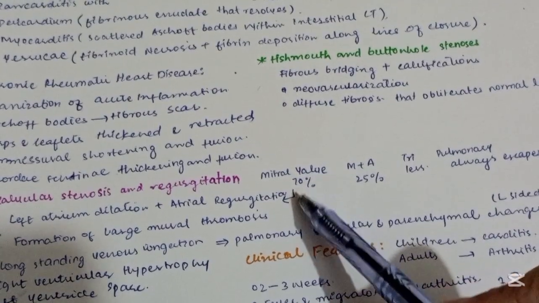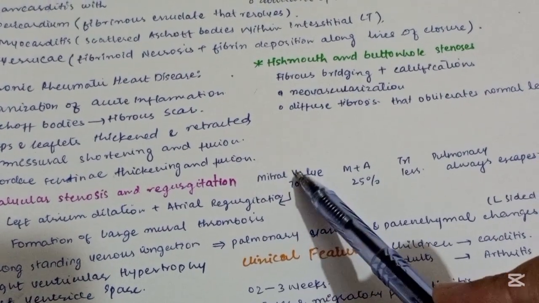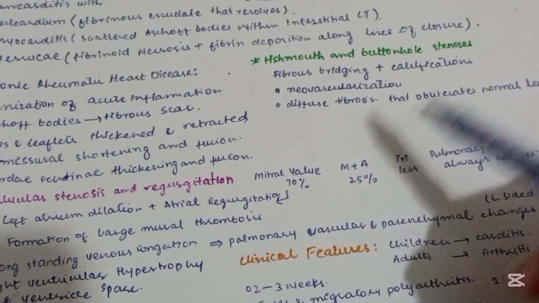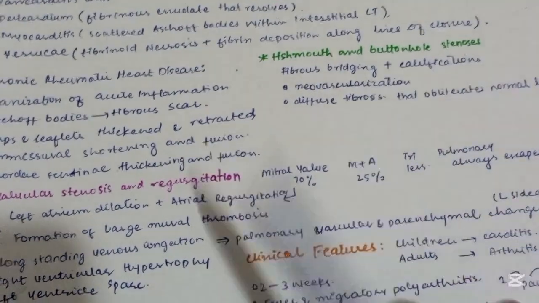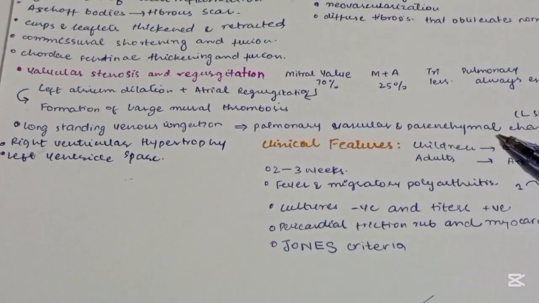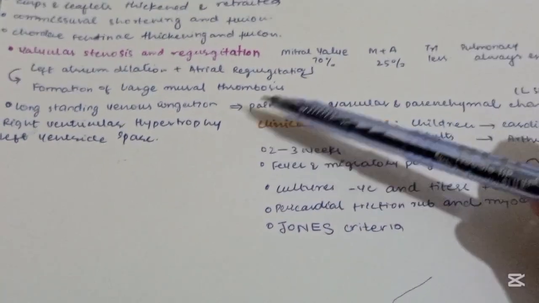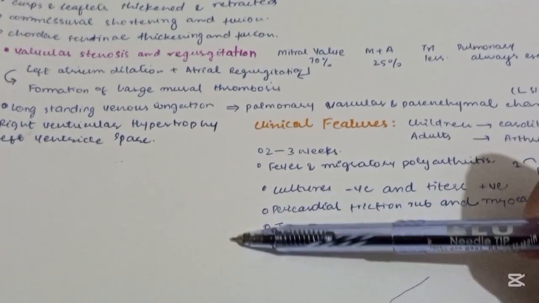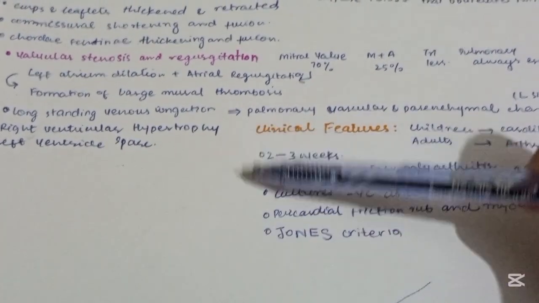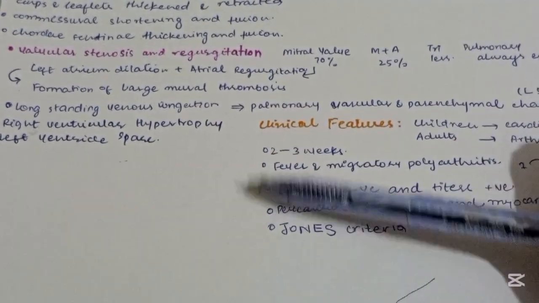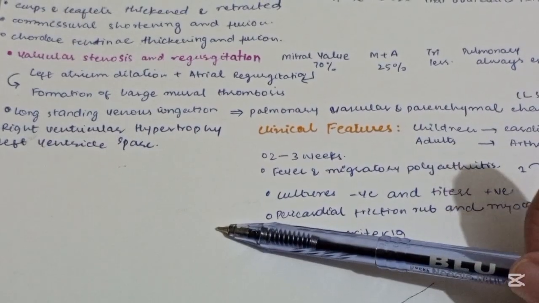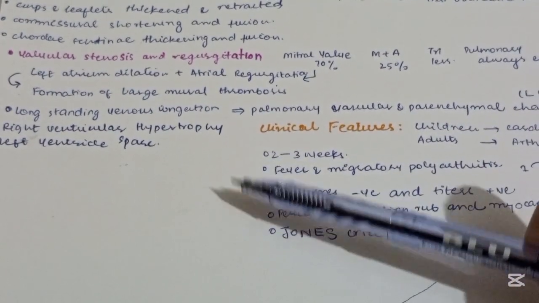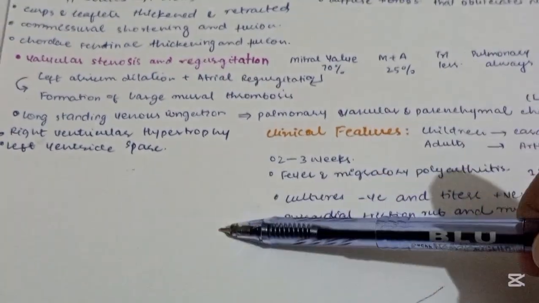The mitral valve is mostly involved. In 70% of cases it is involved. Mitral plus aortic in 25% of cases, tricuspid is less involved, and pulmonary mostly spares. In 70% of the cases, the mitral valve is involved, and it is present between the left atrium and left ventricle. So when regurgitation occurs, the left atrium dilates, and because of the dilation of the left atrium, there will be stasis of blood in the left atrium, and as a result, thrombosis occurs, and a part of the thrombus can detach and serve as an embolus.